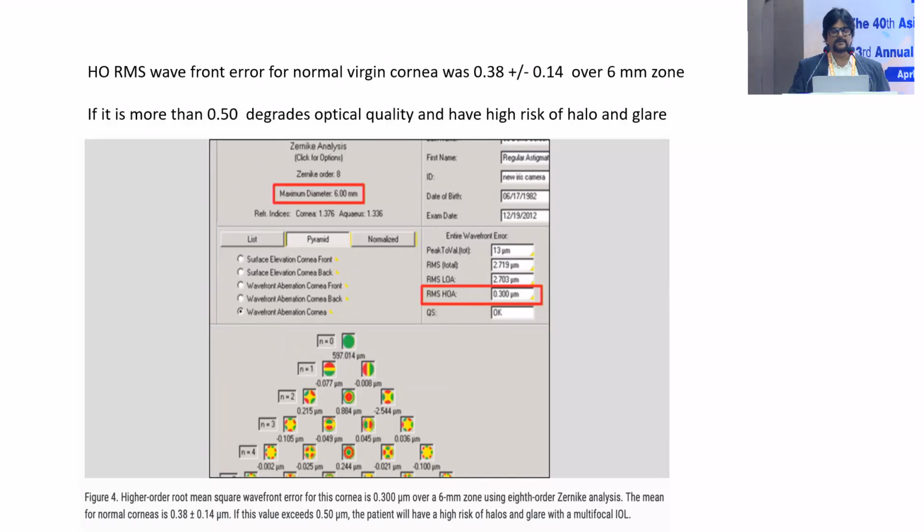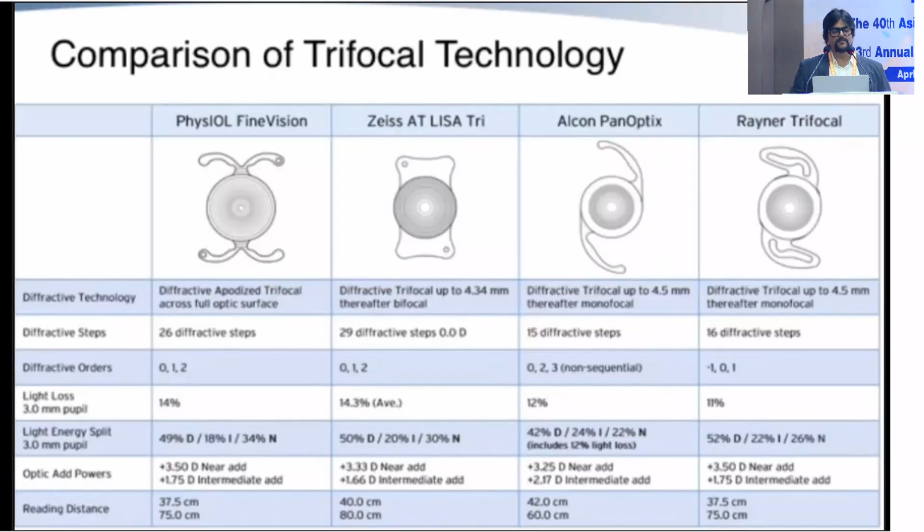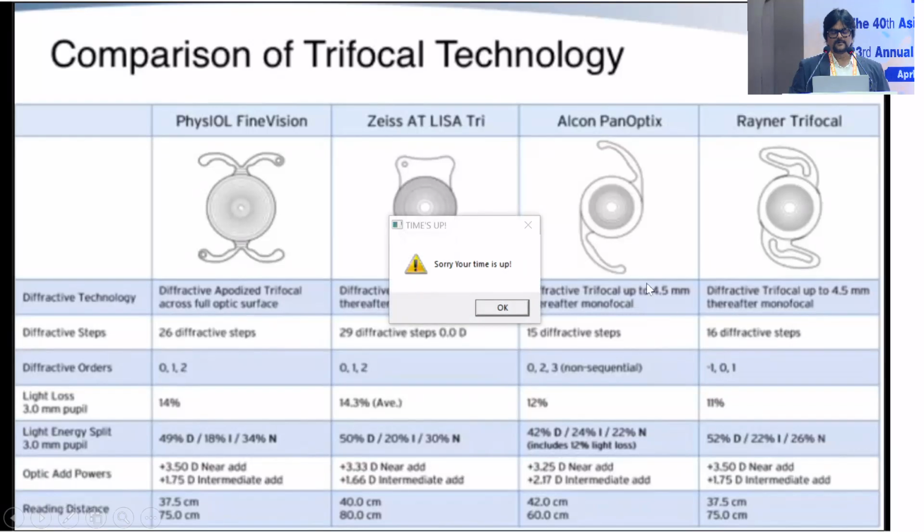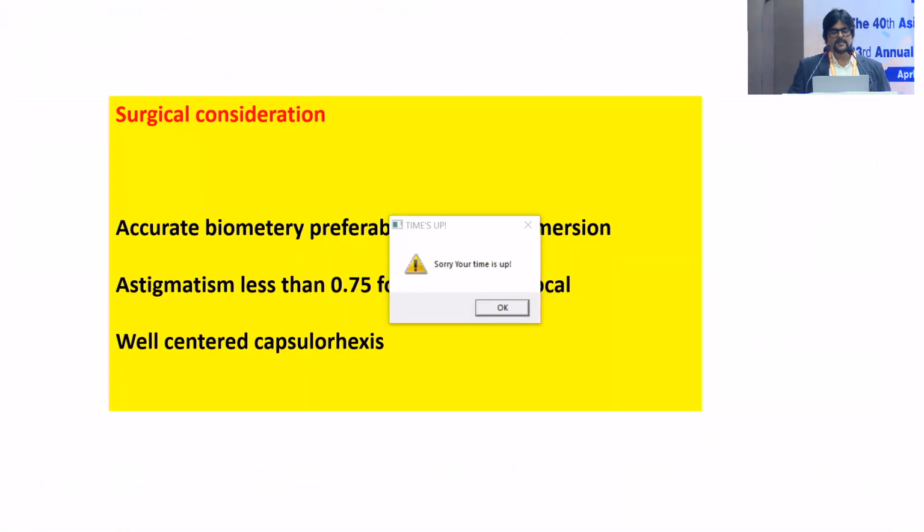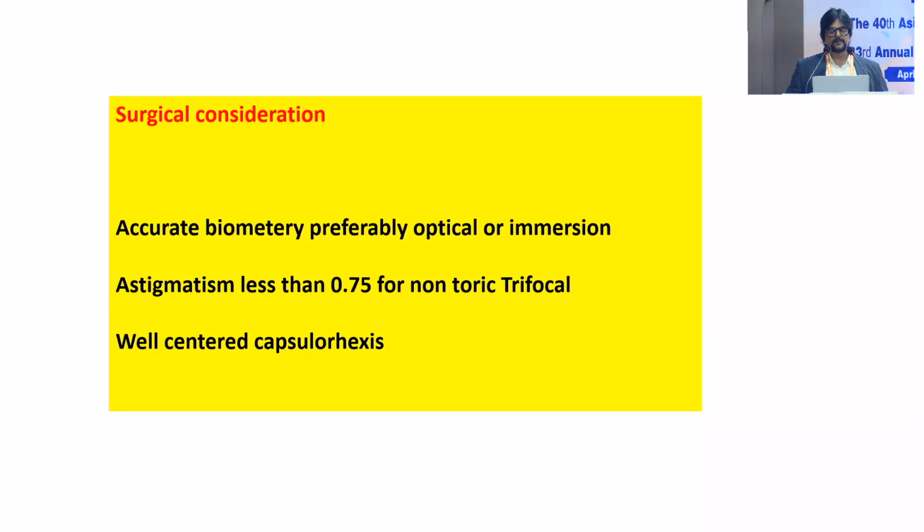Now, comparison of trifocal technology. It is already in the market, and the best part is that it utilizes the light loss into different focal points. Accurate biometry is preferable all the time, using optical or immersion, and if you have astigmatism less than 0.7, you can implant a non-toric trifocal IOL. And of course, a well-centered capsulorhexis is very important.